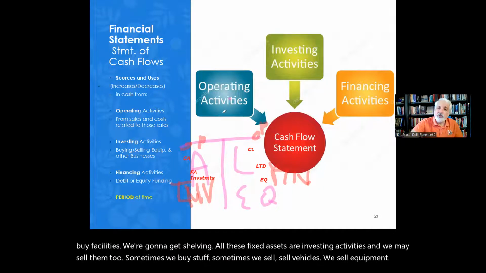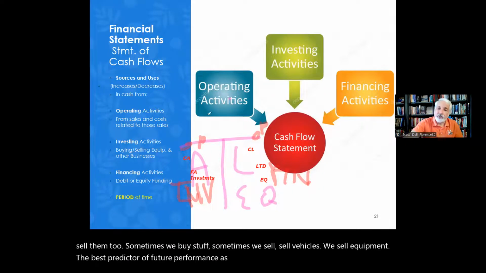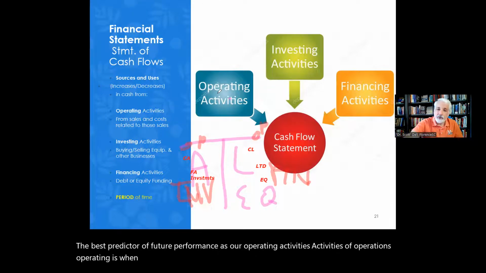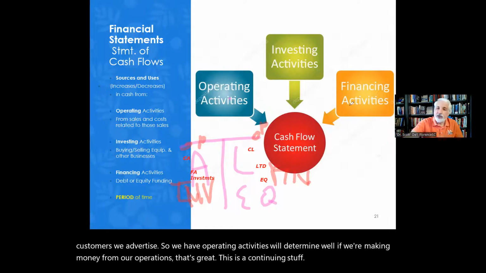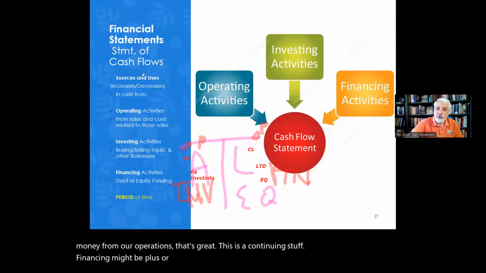The best predictor of future performance is our operating activities. Operating is when we buy inventory, when we sell inventory, when we attract customers, we advertise. So we have operating activities which will determine if we're making money from operations, that's great. This is continuing. Financing might be plus or minus. It's sources and uses of funds.